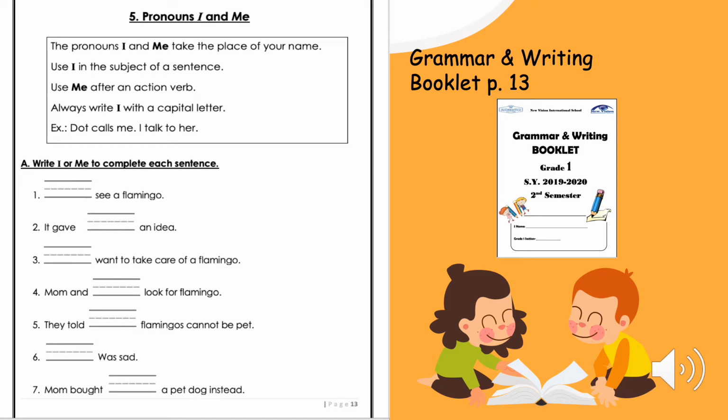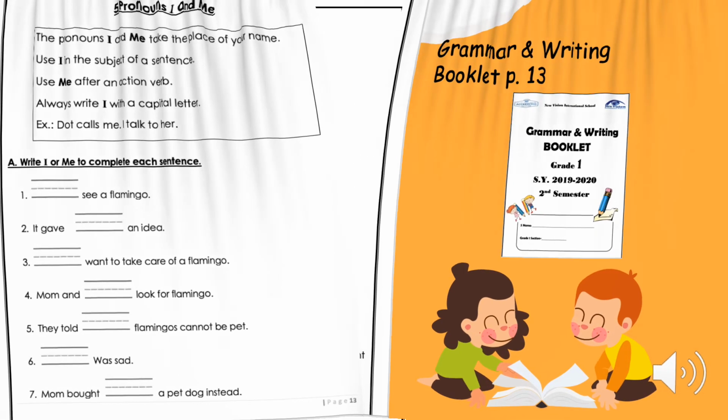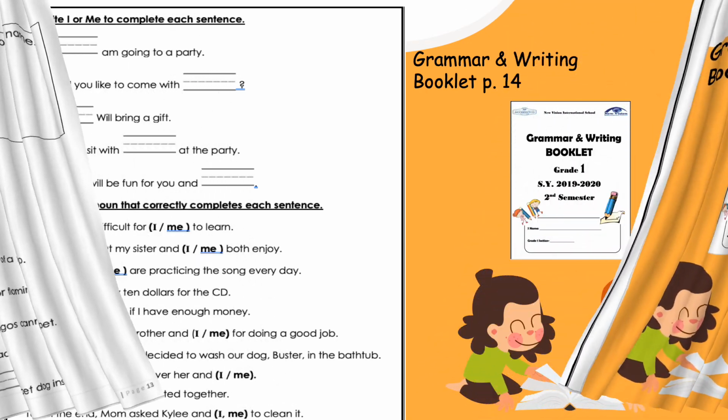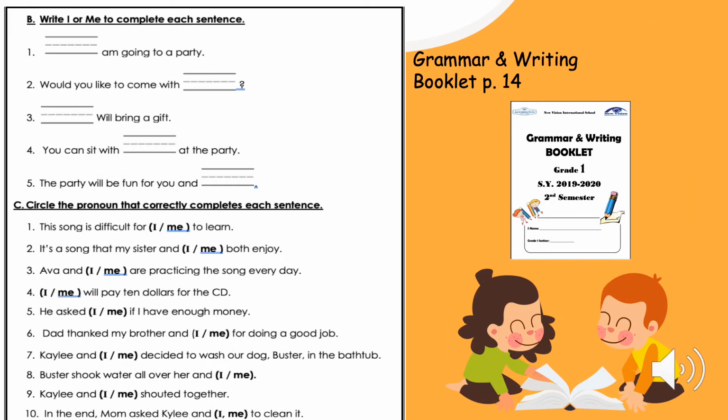Now, open your grammar booklet on page 13. Directions. Right? Now go to page 14 of your grammar booklet. Are you ready? Alright, let's proceed to letter B. Write I or me to complete each sentence again.